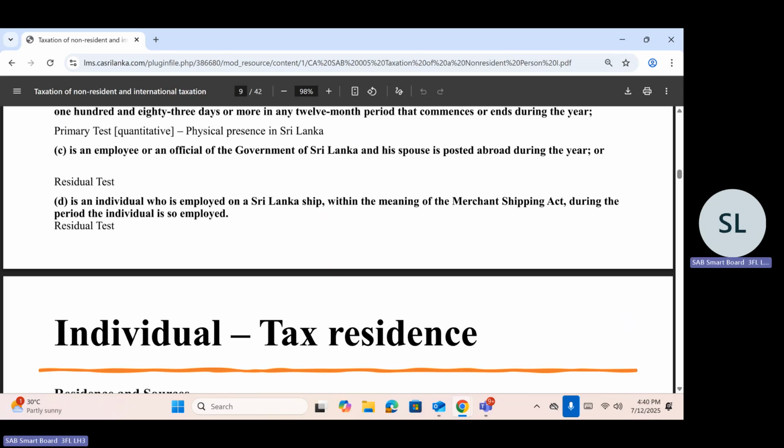Say the ship is registered under the Sri Lanka Merchant Shipping Act, but we employ, say, an Indian individual. Even then, for Sri Lanka tax, he shall be considered a resident individual for Sri Lanka. Clear? So that is the individual.